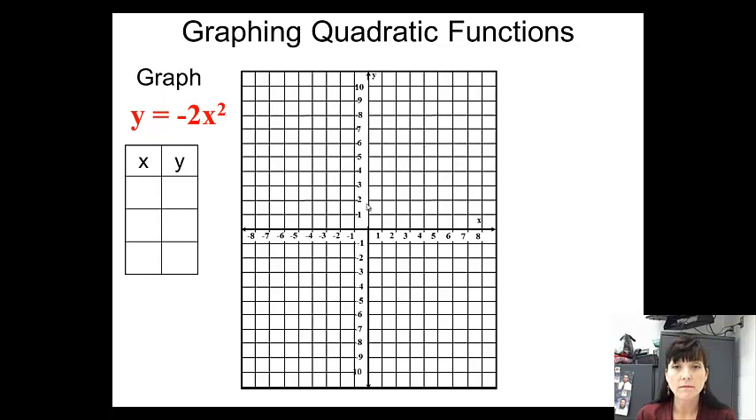Try another one. Pause and see if you can figure this one out. Remember, if a is less than 0, what happens to your parabola? I want you to use these 3 points again for x: 0, 1, and 2.